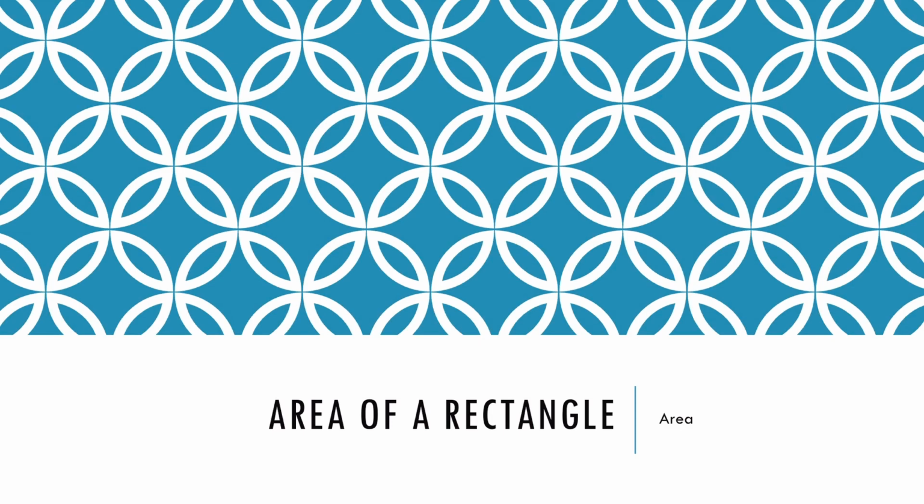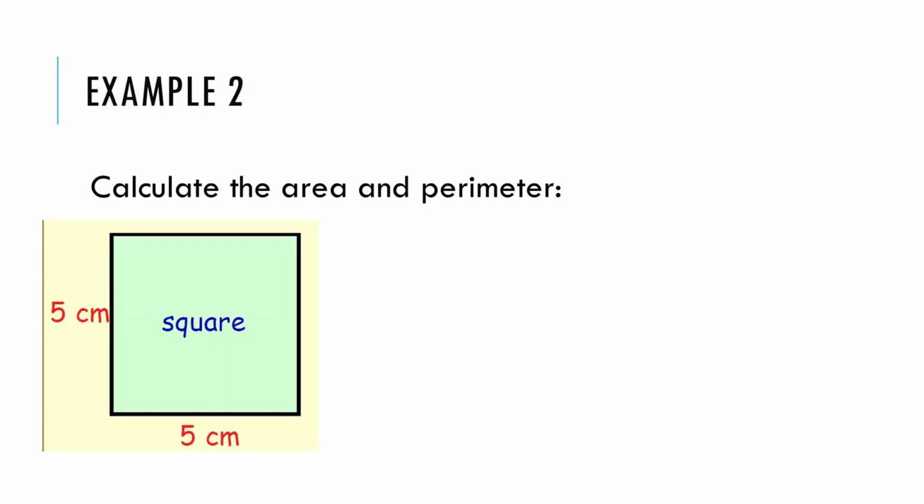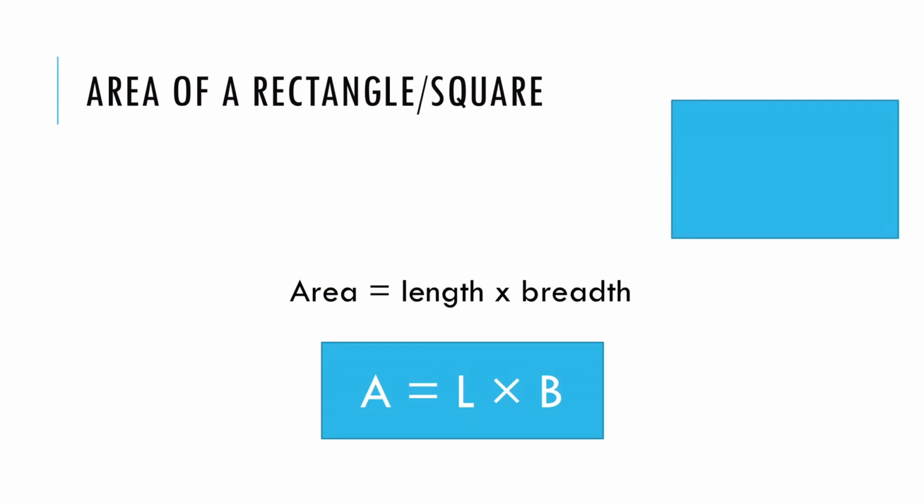Okay, so let's look at the area of a rectangle. So the area of a rectangle or square, we need to know its length and its breadth, okay? So its length is along here and its breadth is along here, and we simply multiply them together. Okay, so A equals L times B.